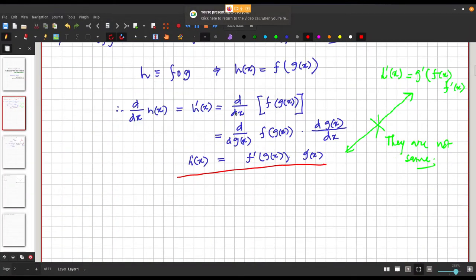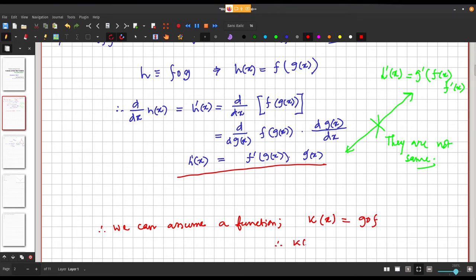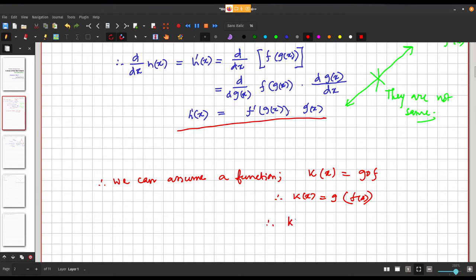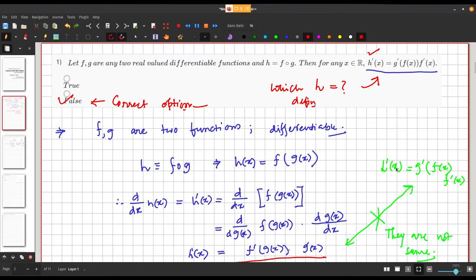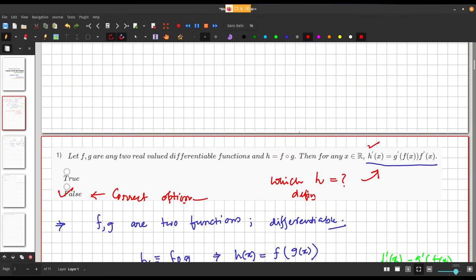Okay, since no one is answering, I will answer it. We can assume a function, let's say k of x, which is g composite f, or we can write it like g of f of x. And in that case, k prime x will be g prime f x times f prime x. So the expression on the right hand side, which was given in the question, is actually valid for g of f, not f of g. So for this question, the statement is wrong.